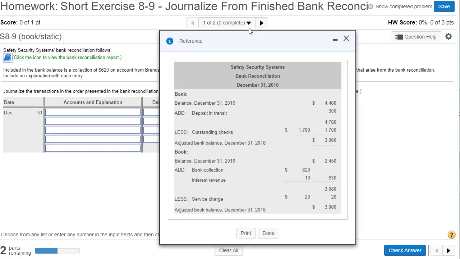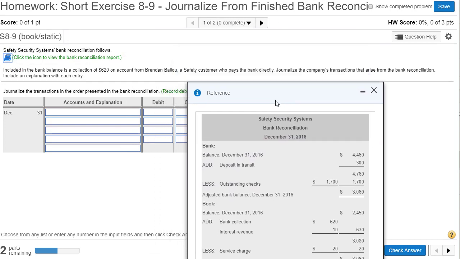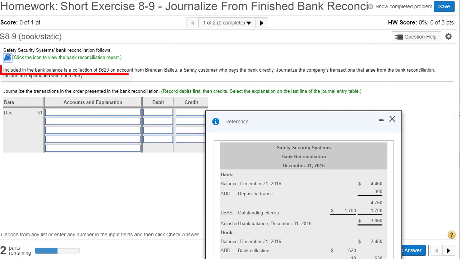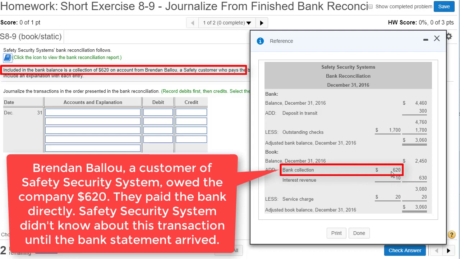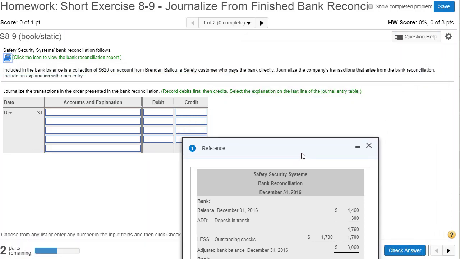So here's the bank reconciliation that we did in the previous exercise. It says included in the bank balance is a collection of $620 on account from Brendan Ballou. So this bank collection here is what they're talking about. So they're giving us extra information. So this came from our customer, Brendan Ballou. So, in other words, that person owed us money. So when we do the transaction, we're going to have to lower accounts receivable for Brendan Ballou.